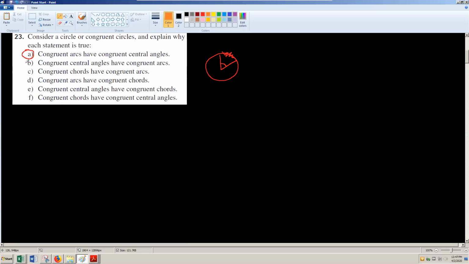Let's do the next one. Congruent central angles have congruent arcs. So this is essentially the same exact thing we just did, but now in reverse. If I had an angle which is the same here, their arcs are going to be the same as well. Again, if you wanted the super long version, the measure of a central angle equals the measure of its intercepted arc. Therefore, congruent central angles have congruent arcs. Pretty straightforward. Next one here we'll do in green.